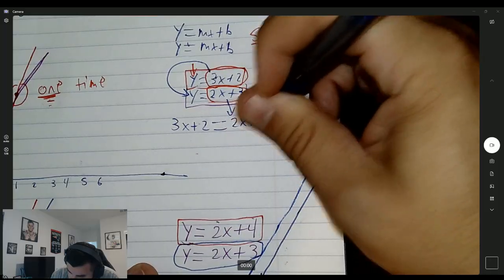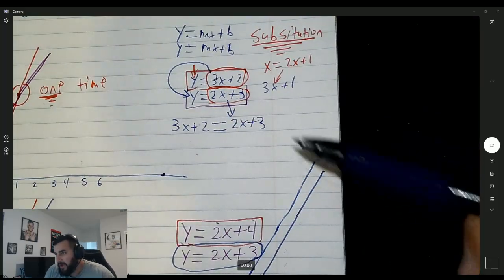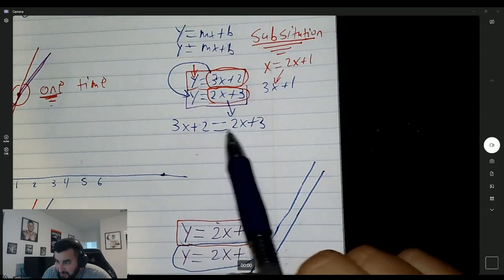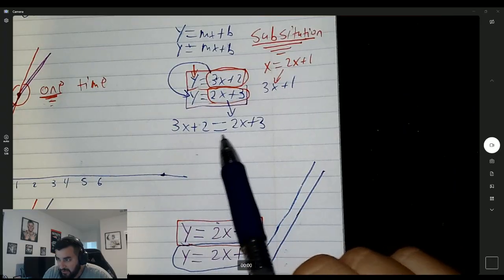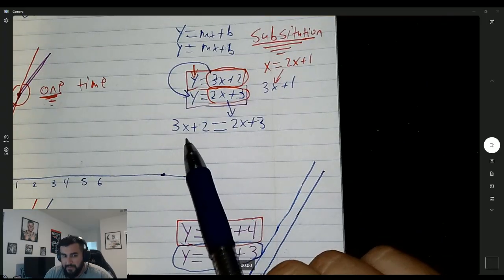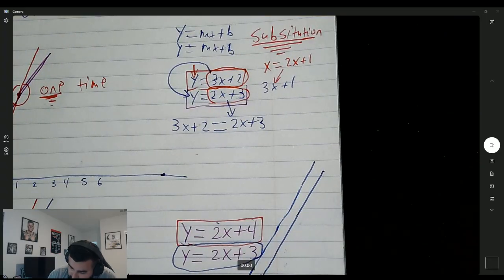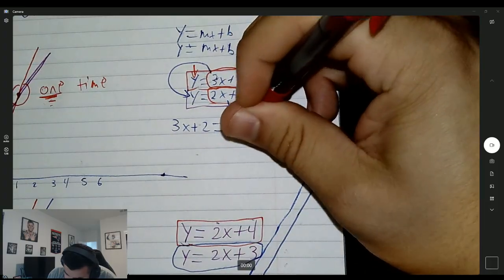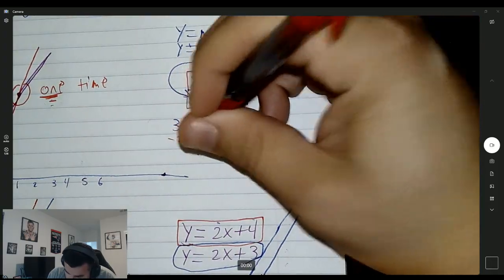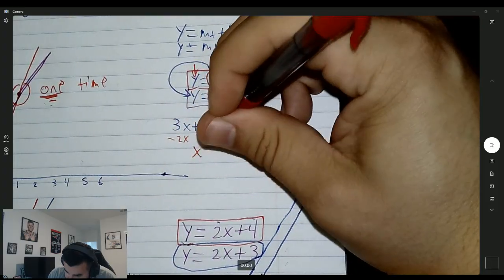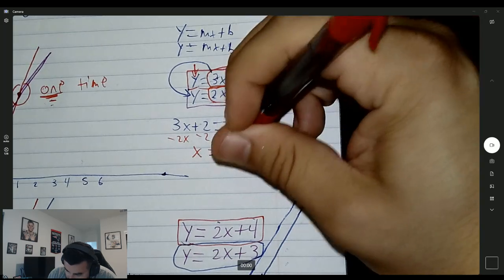2x plus 3. So in the other video, we talked about looking at equations to see if they're one solution, no solution, or infinite solutions. And this is how this relates to that. If I were to try to solve for x, subtract 2x from both sides, I get x right here. Subtract 2 from both sides, equals 1.